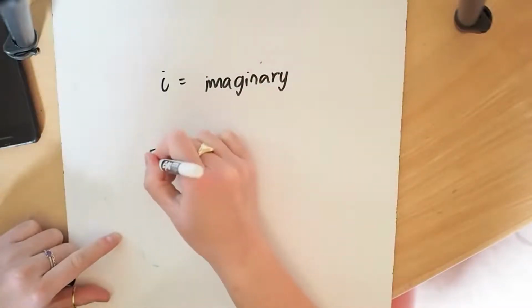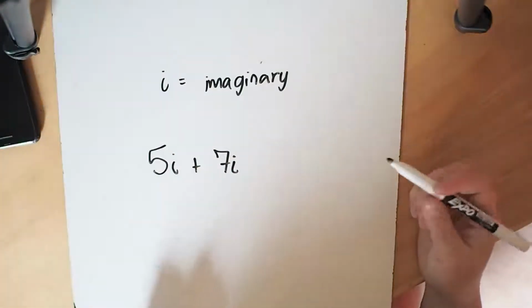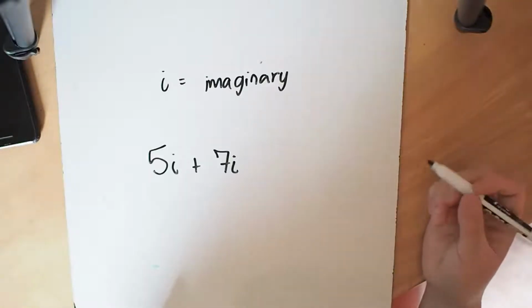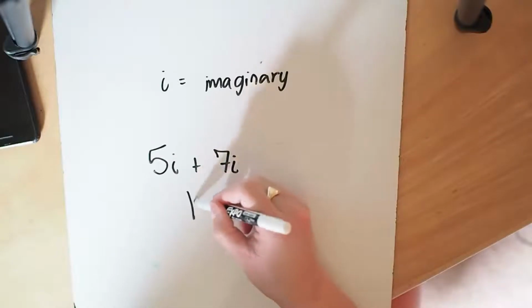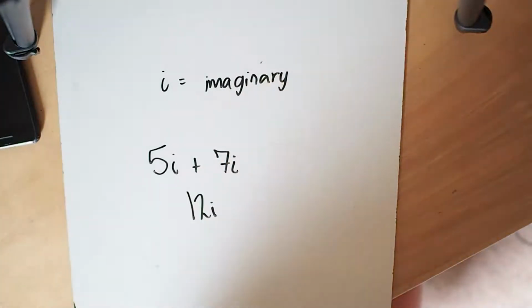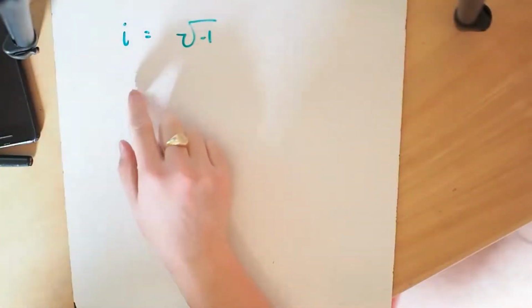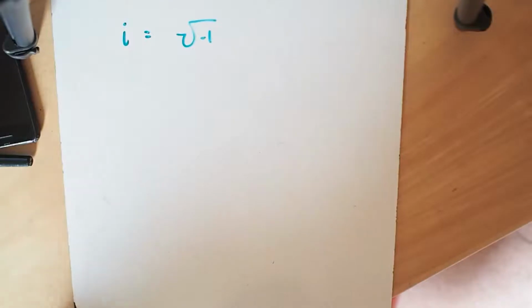So when we see something like 5i plus 7i, there's literally nothing else we can do with it besides treat it like it's an unknown variable, like x. So we can simply combine it and say 5i plus 7i becomes 12i. It acts just like x would, or any other letter variable. Okay, so we already know that i is the same thing as the square root of -1. However, i has some very interesting properties.